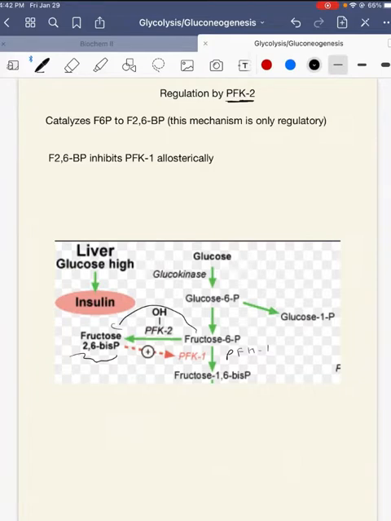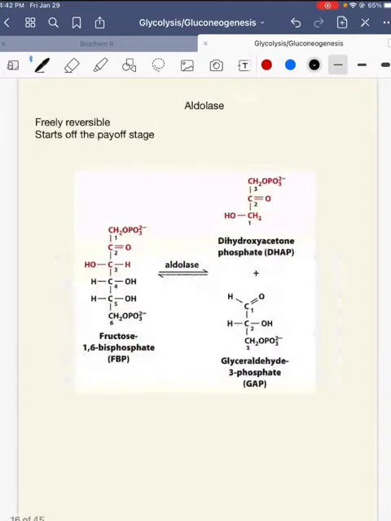This tells the cell that you have a lot of fructose 6-phosphate, that even some of it is being made into fructose 2,6-bisphosphate, and it eventually inhibits the enzyme of the committed step in glycolysis. So this enzyme mainly has a regulatory effect. It's not involved in any other pathways as far as I know, so it's mainly involved in regulation of glycolysis. Okay, we move on. Now we made our fructose 1,6-bisphosphate.